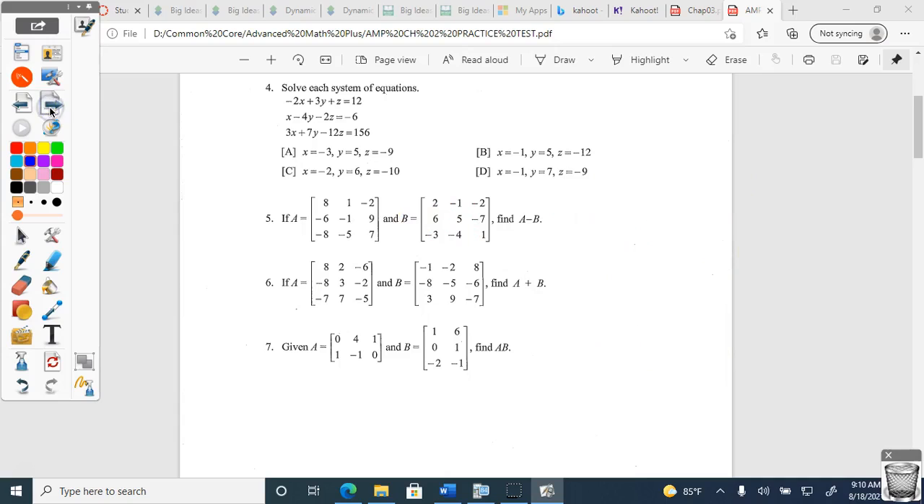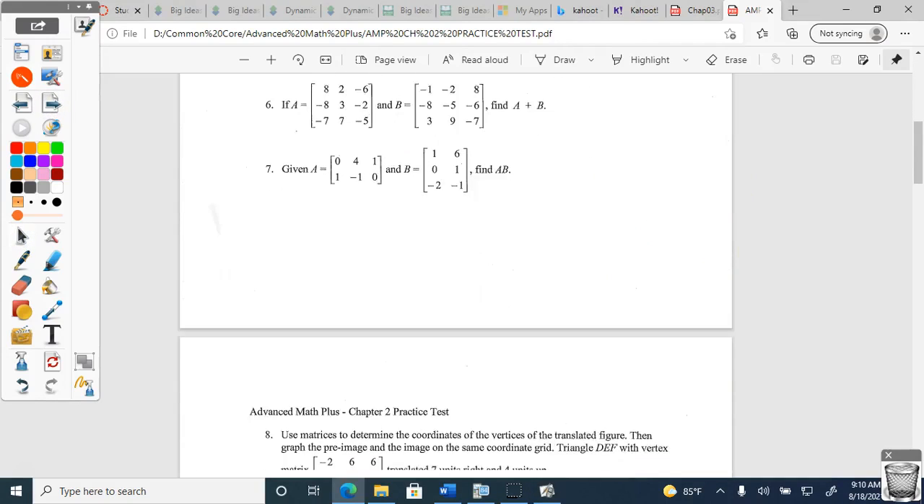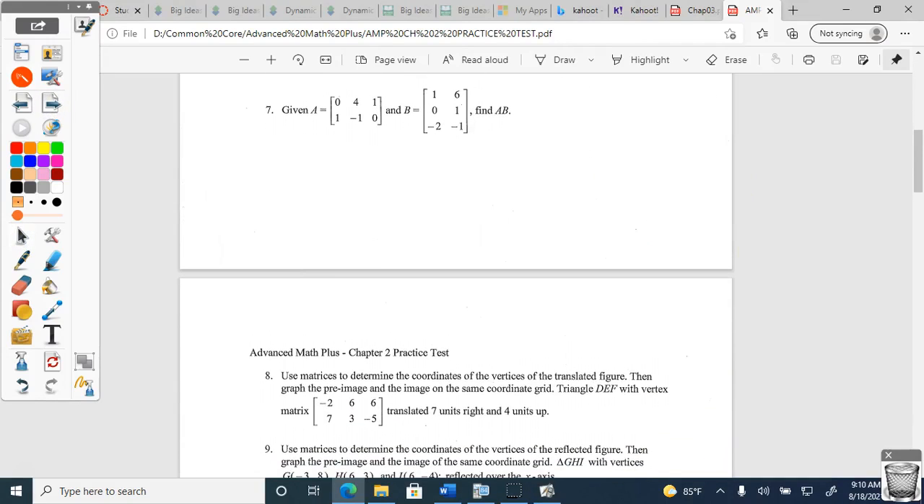7. This one we're going to have a little work to do, okay? We're multiplying. First, make sure you can multiply them. This is a 2 row by 3 column matrix. This is a 3 row by 2 column matrix. So can we multiply them? Yes. These numbers are the same. My answer will be a 2 by 2 matrix.